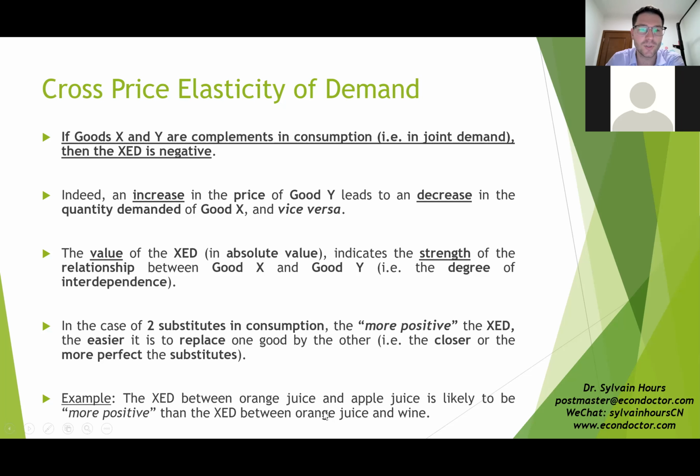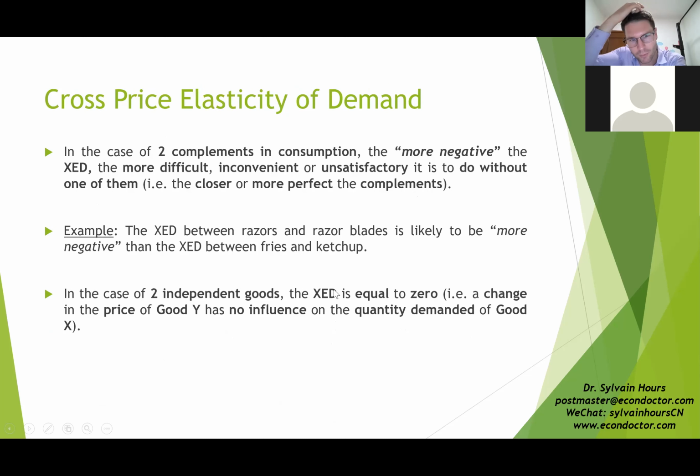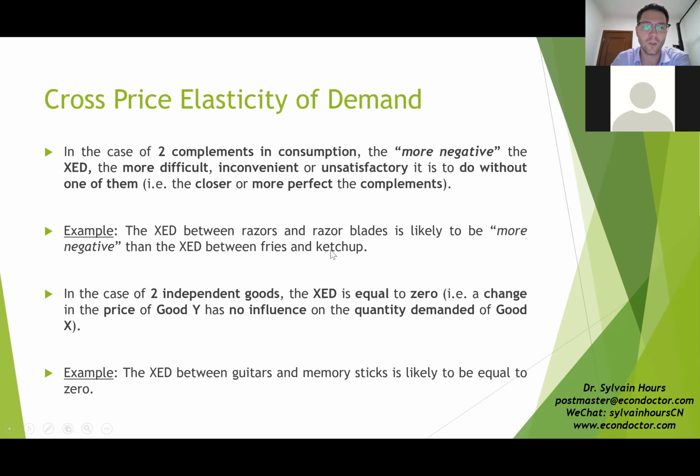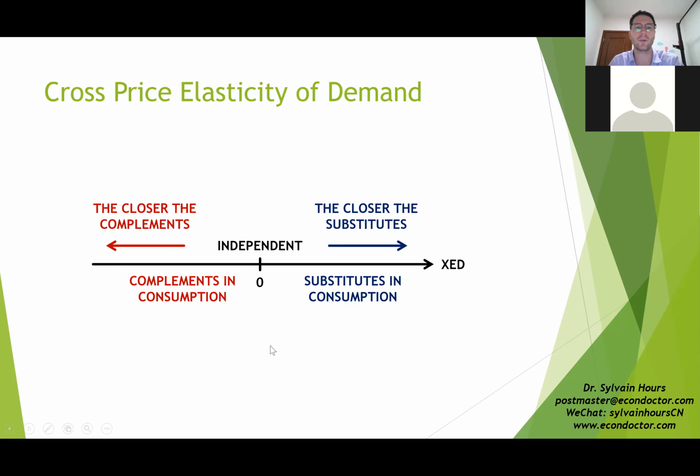So for substitutes, I gave the example of apple juice and orange juice, very close substitutes, versus orange juice and wine, remote substitutes. And for complements, razors and razor blades, and fries and ketchup. Okay, so that's the same idea. And the case of two goods that are independent would be guitars and memory sticks. So if you change the price of memory sticks, you can't expect it to have any influence on the demand for guitars.